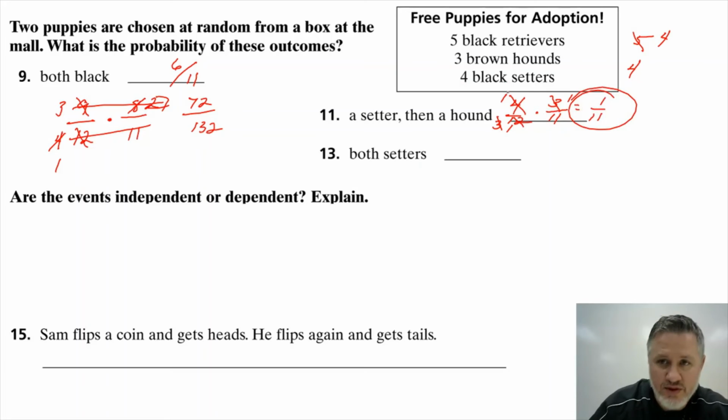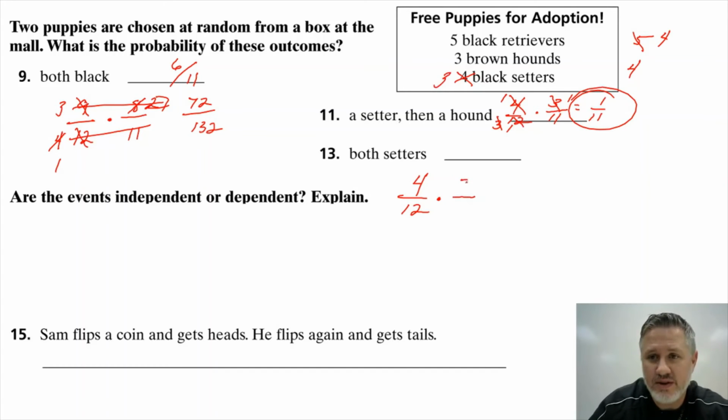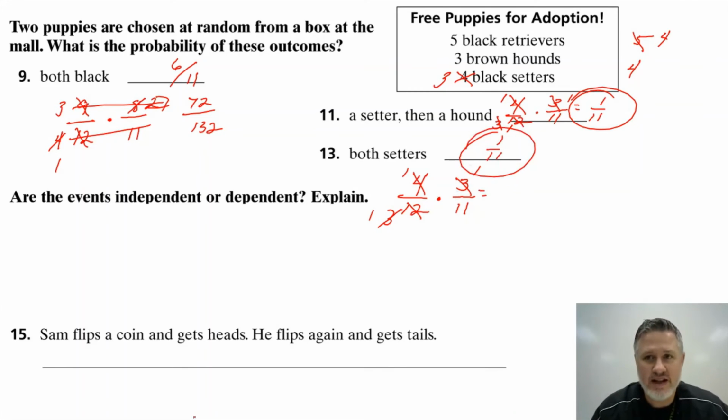Now both setters, let's look at this guy. Both setters, well, first of all, we have got 4 setters out of 12 total dogs. Now, if I take one of those away, how does that affect my numerator? How many setters are left? There's only 3, right? And how many total dogs are there? There's only 11 now. So I'm going to simplify up and down here, this fraction. Now I'm going to cross simplify, and I get 1/11th. I get the same probability. Okay? So that's how that one works.